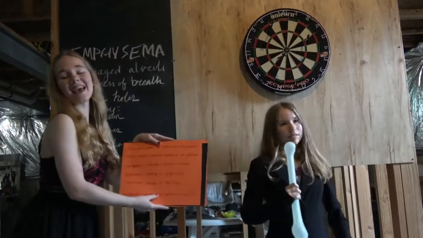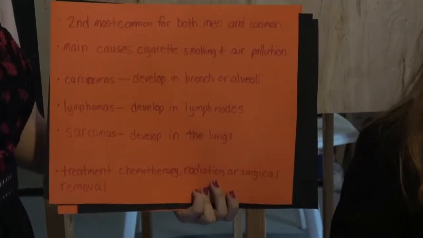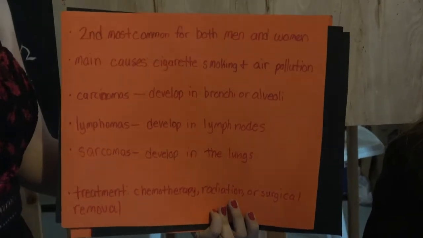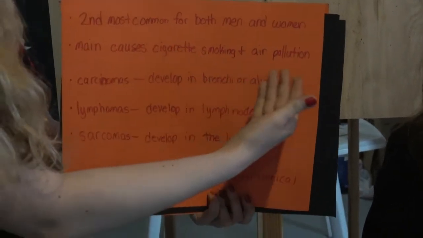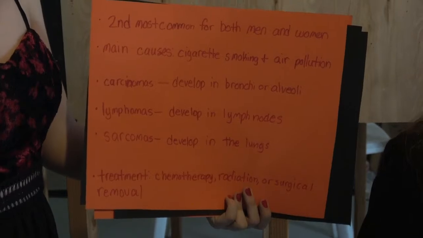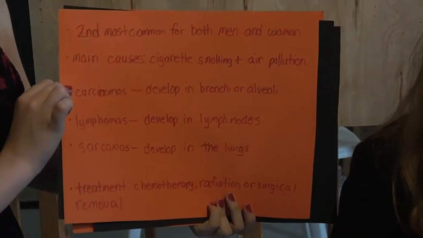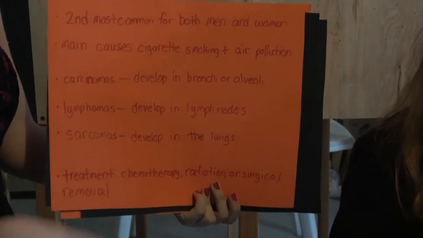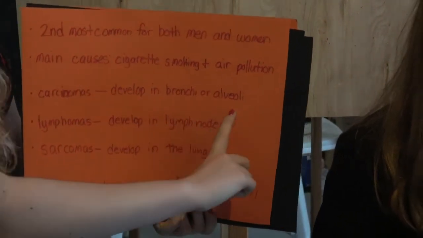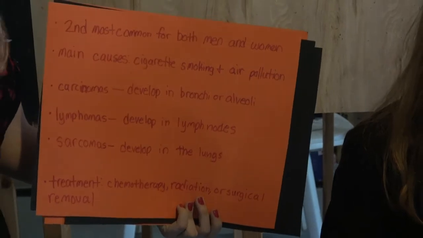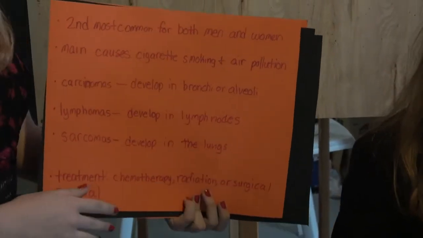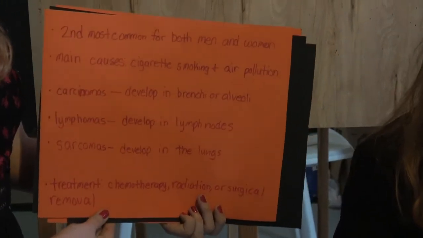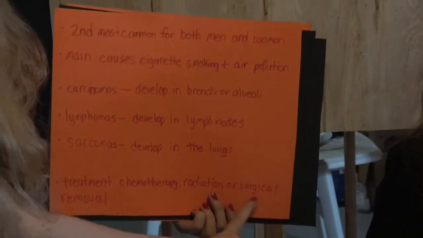This next one is a cancer. This cancer is the second most common cancer for both men and women and is mainly caused by cigarette smoking and air pollution. There are 3 main types of this cancer: carcinomas, lymphomas, and sarcomas. Carcinomas develop in the bronchi or alveoli, lymphomas develop in the lymph nodes, and sarcomas develop in the lungs. This cancer can be treated by chemotherapy, radiation, or surgical removal.